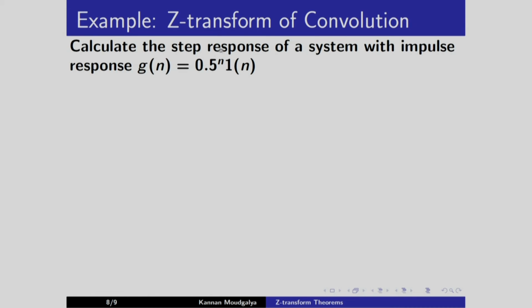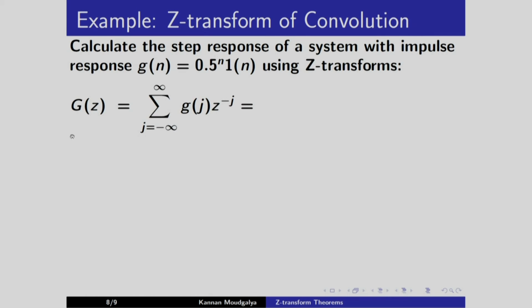Let us calculate the step response of a system whose impulse response is given by this g of n, which is nothing but 0.5 to the power n into 1 of n. Recall that 1 of n means unit step signal. We want to do this using Z transforms. Previously we calculated the same thing through convolution.